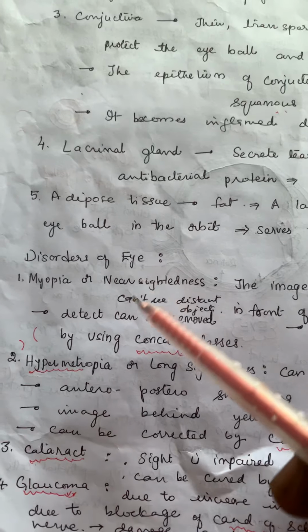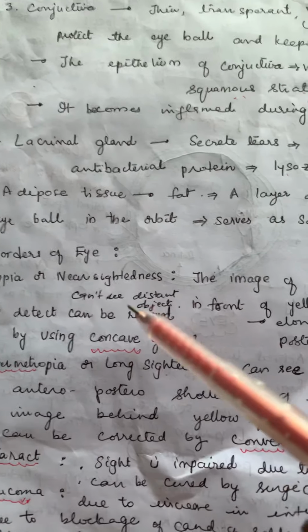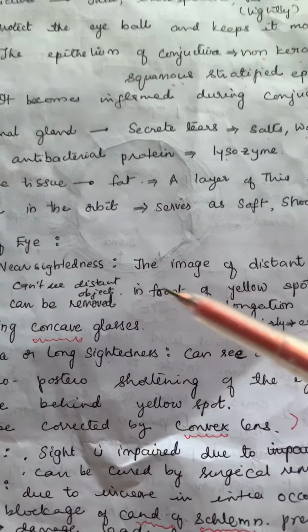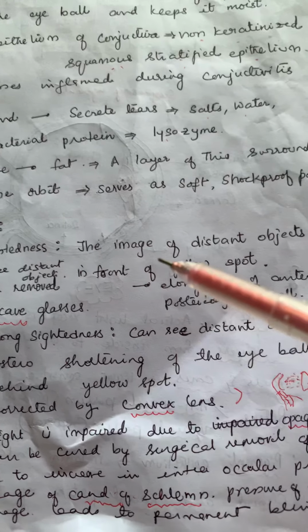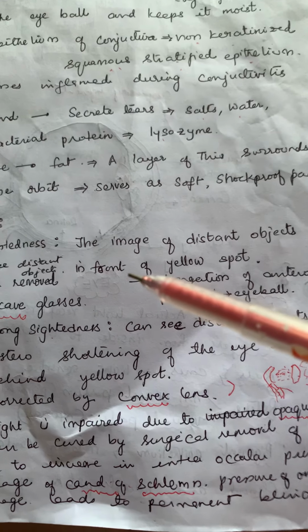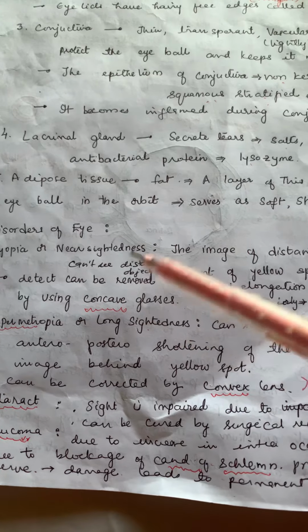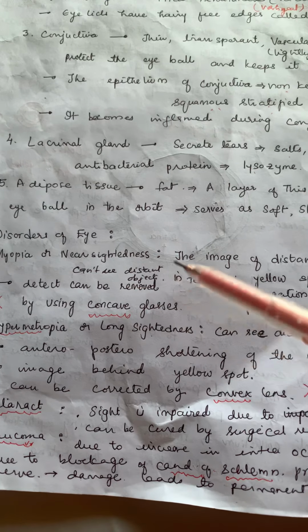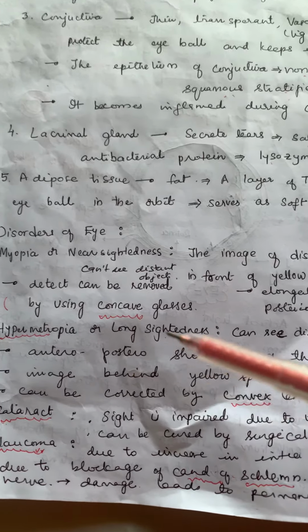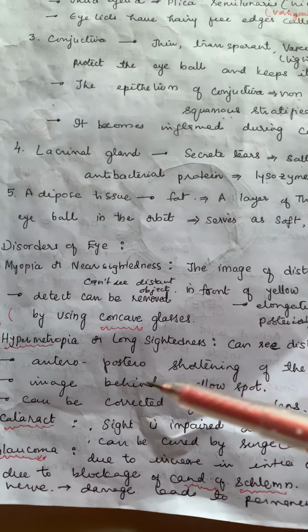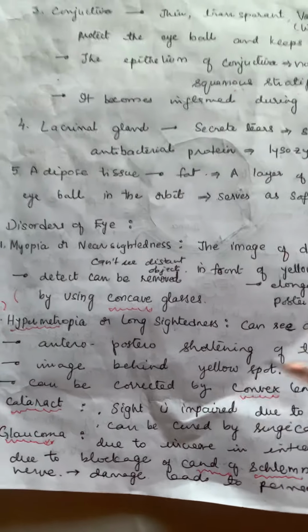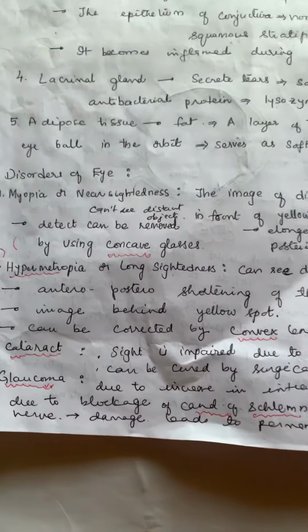Coming to the disorders of the eye, first one is myopia or nearsightedness. They can see nearer objects, but they can't see distant objects. The image of the distant object will be formed in front of the yellow spot. This disorder can be treated by using a concave lens. And hypermetropia or long-sightedness: they can see distant objects clearly, but cannot see near objects. Here the image will be formed behind the yellow spot and can be corrected by a convex lens.